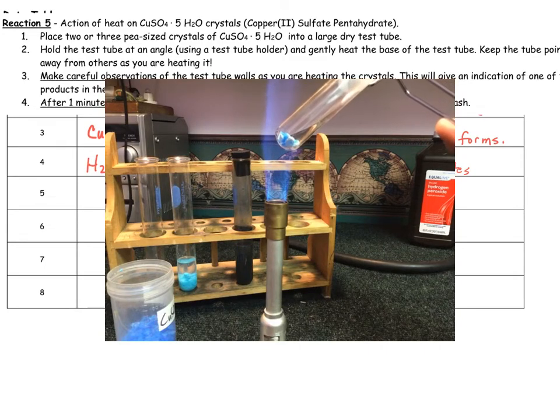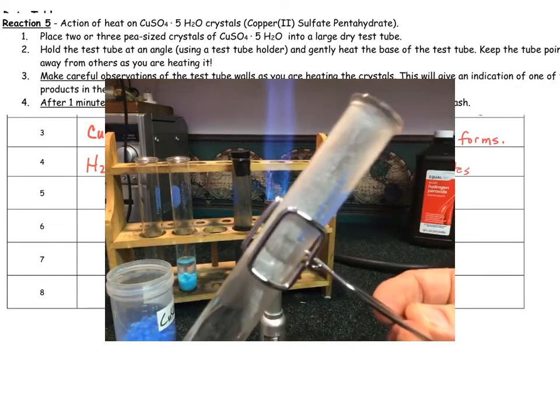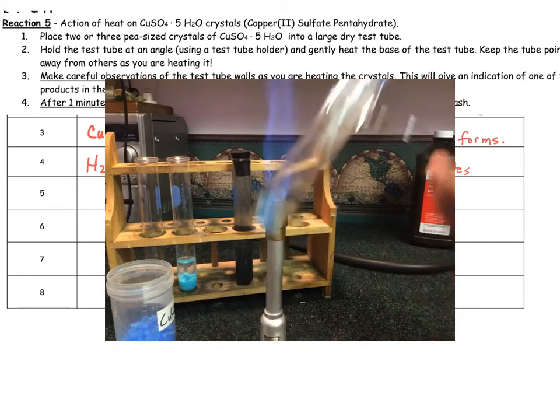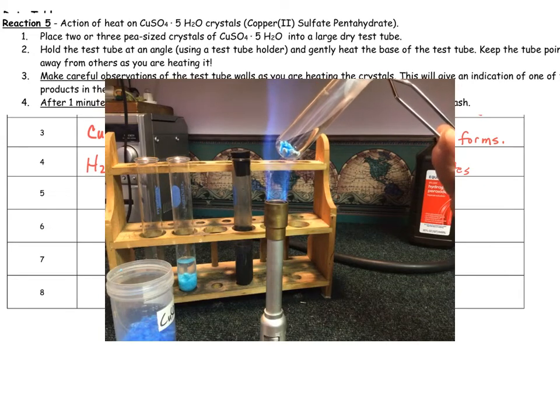Now remember at the beginning the little demonstration we did? What does it prove when you see condensation on the inside of the test tube? We're going to say that water vapor is being given off during this chemical reaction.